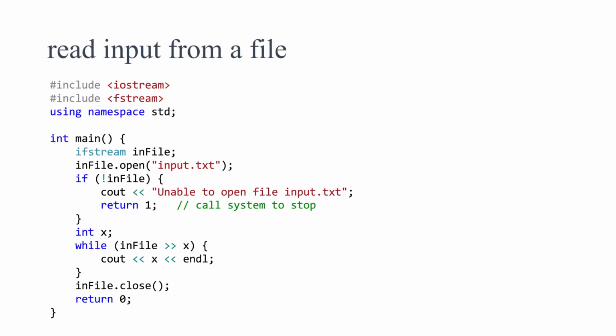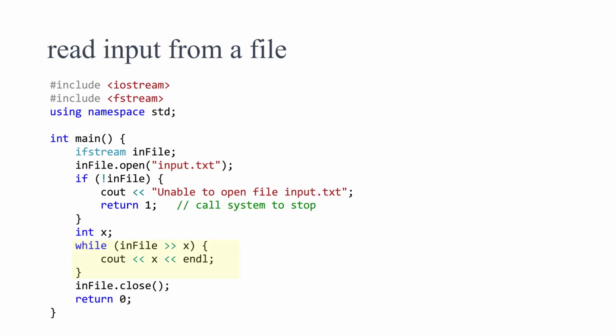to the console. Here's an example of how to read input from a file. In this example, we use the ifstream class to read input from a file named input.txt. We then check if the file was successfully opened using an if statement. If the file was not opened successfully, we print an error message to the console and exit the program with an error code. Next, we declare an integer variable x to hold the data read from the file.